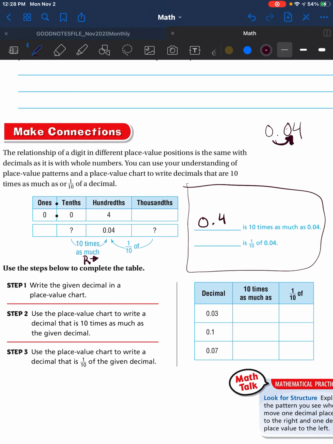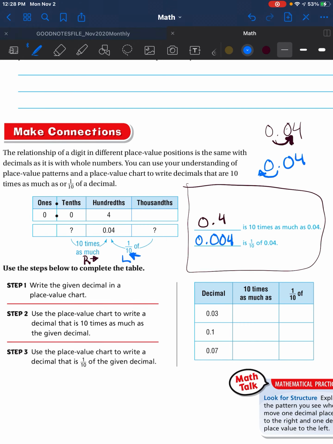Okay? The next one is to find blank is 1/10 of. So you take the same problem, and this time I'm not going to move to the right. I'm actually going to move to the left. So opposite. I'm going to take my decimal and move it one place over here, and that gives me a new answer of 0.004.